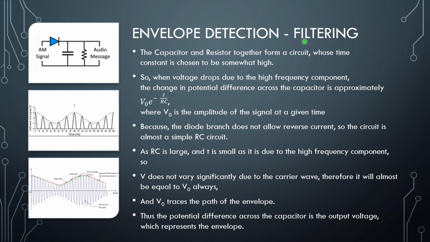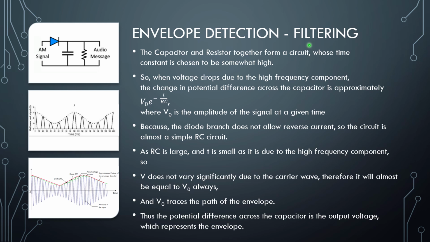Envelope detection, which is filtering. The rectified input from the diode is now across the RC parallel circuit. The time constant of this RC combination is chosen very high so that the high frequency fluctuations in the input voltage cause very little change in the output, that is the voltage across the capacitor, which is proportional to the charge on the capacitor plates.